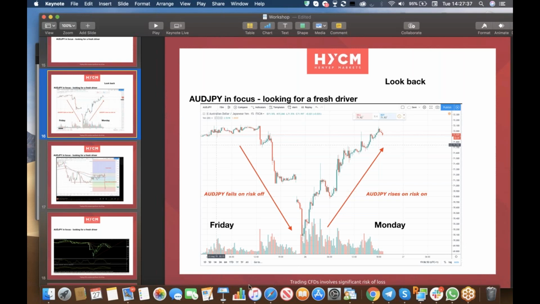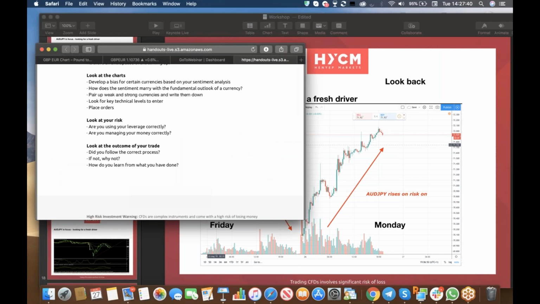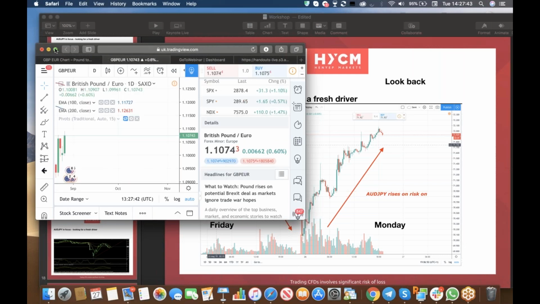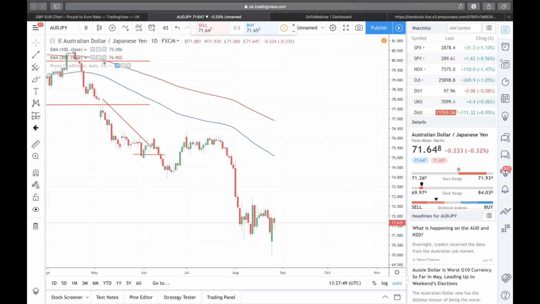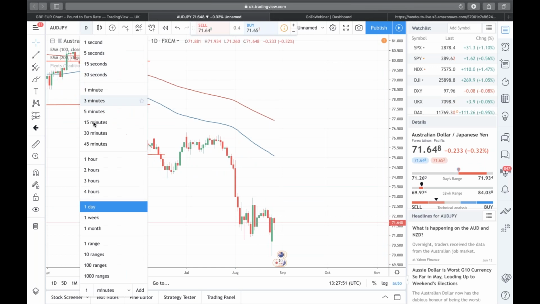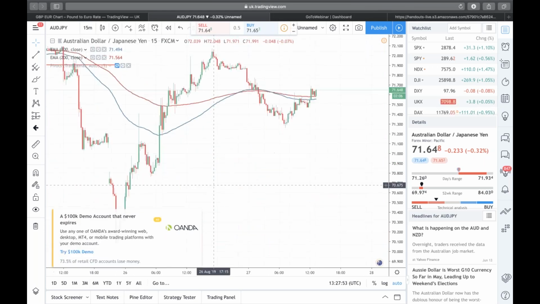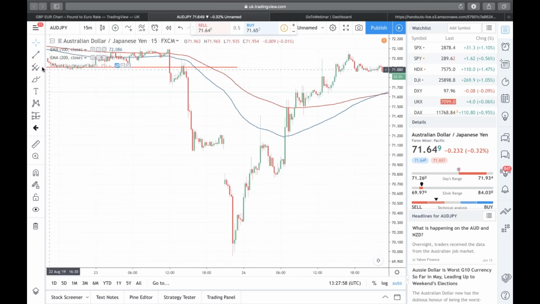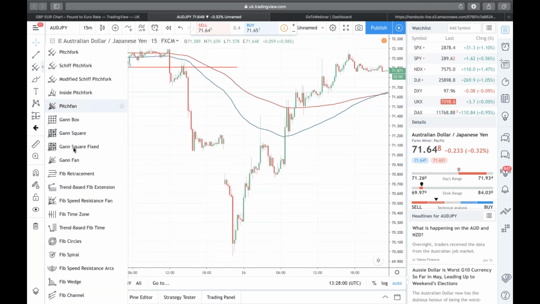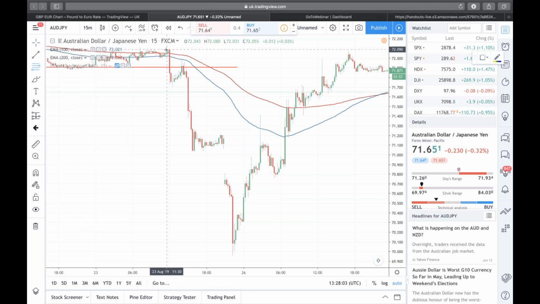So let's just pull up an Australian dollar Japanese yen pair. All right, there we go. So here's a 15-minute chart. The first opportunity to get short was this one here. You can see there, that's where I was looking. That's where I entered my second positions and sold it down.